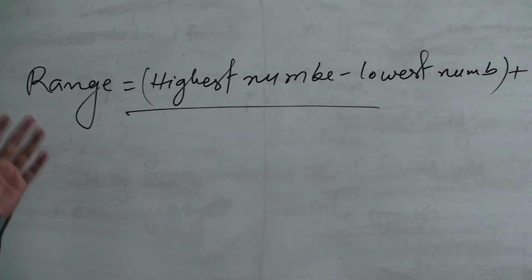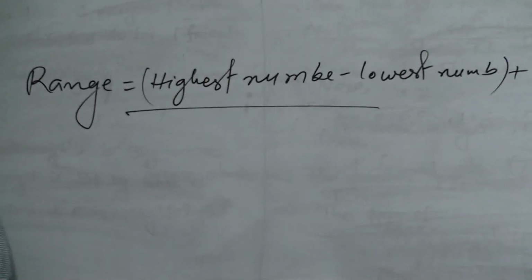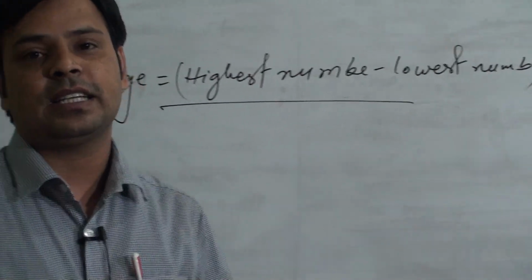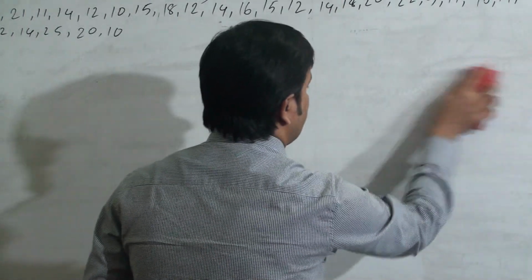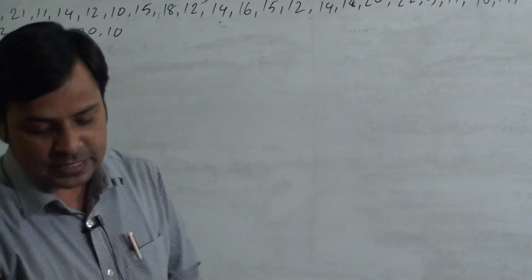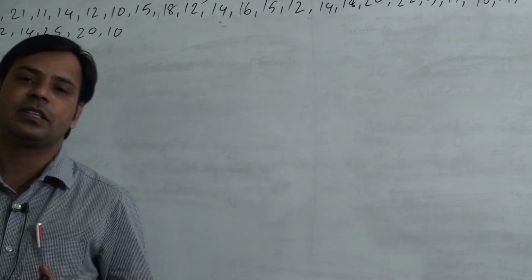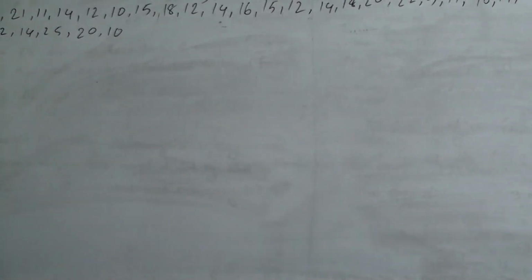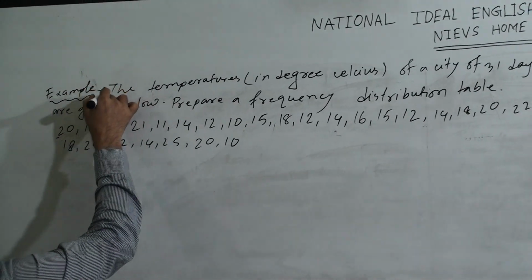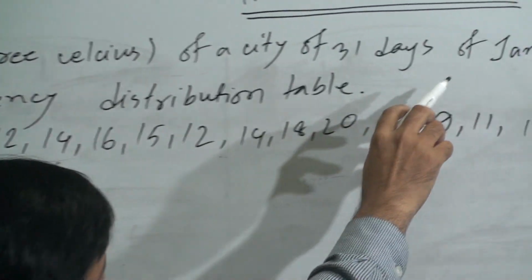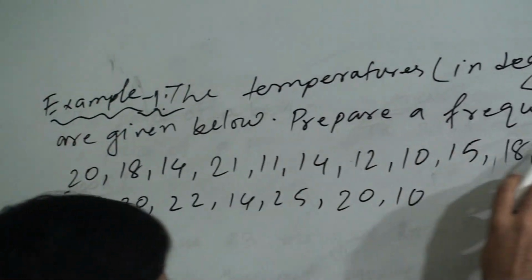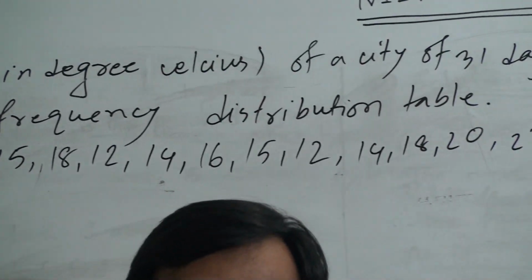Okay, so after determining the range we can consider a class interval, then we can arrange the data in tabular form, and arranging data in tabular form, we can call this preparing a frequency distribution table. So dear students, now I have a question depending on today's discussion, that is example 1. This is example 1 of your book. I will solve it here today. The temperatures in degrees Celsius of a city of 31 days of January are given below. Prepare a frequency distribution table.